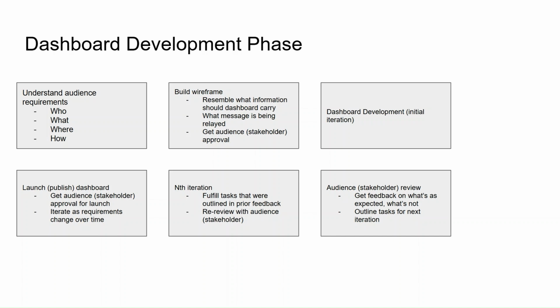And after one or multiple iterations, I'll call it the nth iteration, you probably would have fulfilled tasks that were outlined in the prior feedback, and then you would go into your re-review or your end review with your audience or your stakeholders to see if everything looks as expected. And once you have an approval from your stakeholder or your audience, you would finally go into the launch or publish phase, where, given that they have approved, you're clear to publish or launch your dashboard into, I say production, but generally just speaking, publish it so that it's viewable and accessible by your stakeholders and your audience.